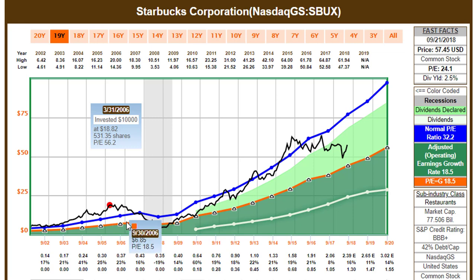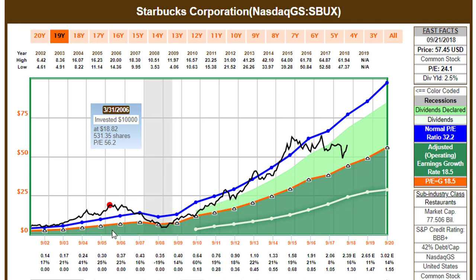Clearly on the FASTGraph, you can see the fair value was a PE ratio of about 18.5. That's the value of this orange line. So this is multiples of what that fair value is, and you can see that the stock did very poorly as we came into the Great Recession. But what I really want to do is talk about the importance of time in the market.